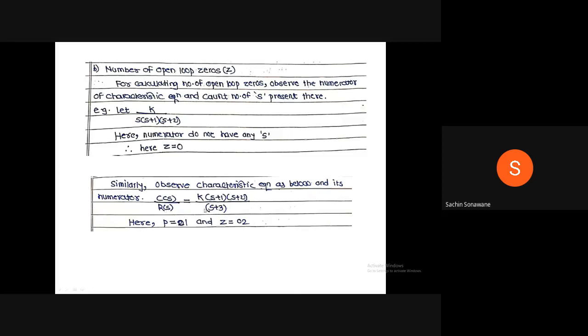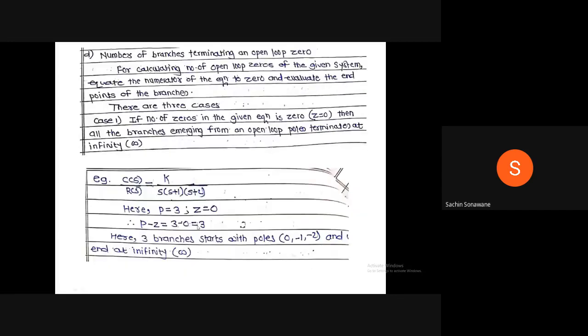Now consider this equation: C(s) upon R(s) is equal to K into bracket (s plus 1) into (s plus 2) divided by (s plus 3). Therefore, the number of s terms in the numerator is equal to 2, so the number of zeros Z is equal to 2. And the number of s terms in the denominator is equal to 1, so the number of poles P is equal to 1. Number of branches terminating at open loop zeros.